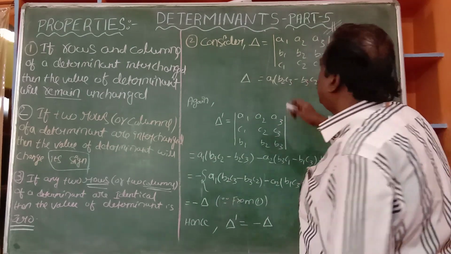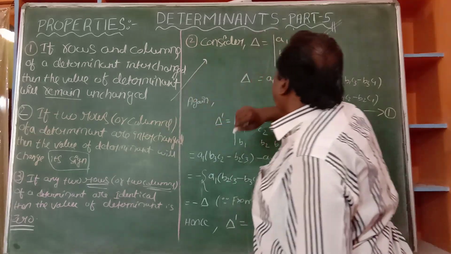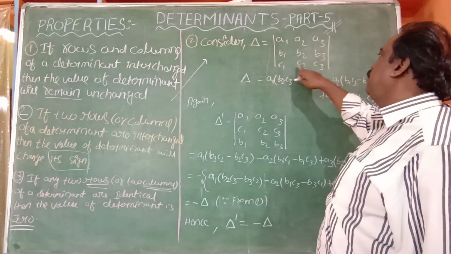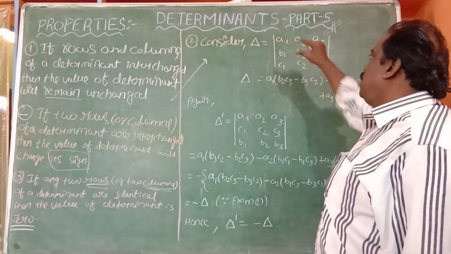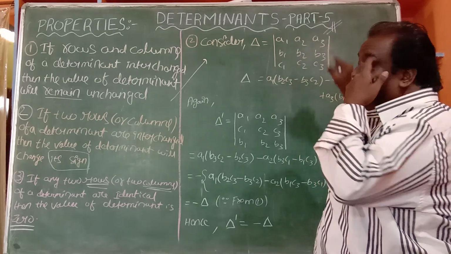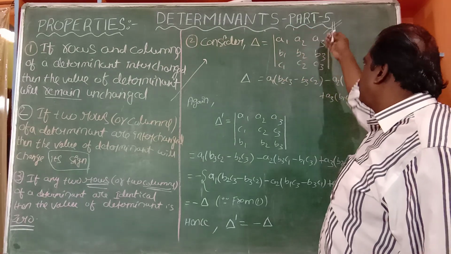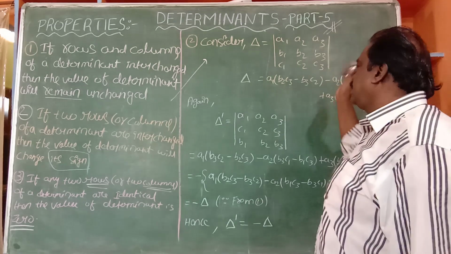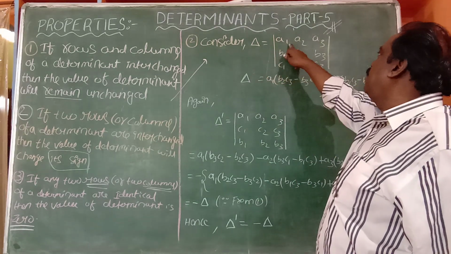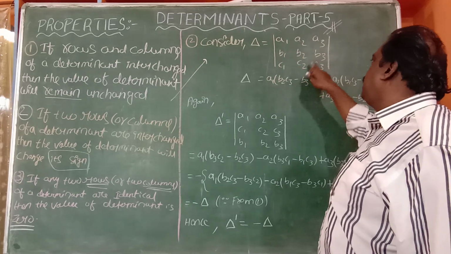Consider the second property. I am going to solve delta is equal to A1, A2, A3, B1, B2, B3, C1, C2, C3. That means A is related with the first row, B with the second row, C is the third row, whereas suffix 1, 1, 1 is the first column, 2, 2, 2 the second column, 3, 3, 3 the third column. Then the expansion is delta is equal to A1 of, row and column deleted, B2 C3 minus B3 C2.